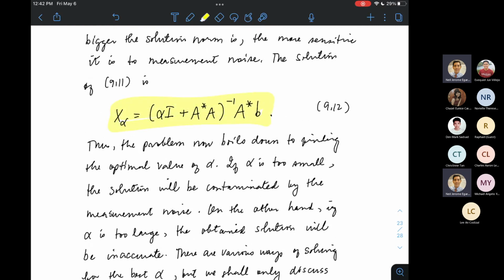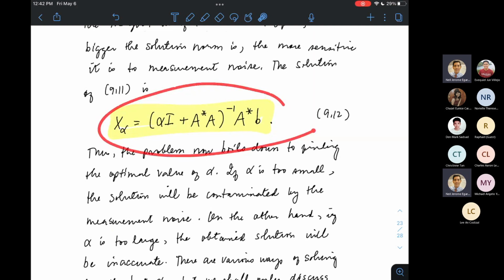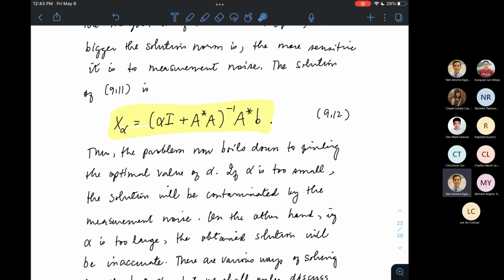So yung minimizer x alpha, itong functional na to, nung residual squared plus a multiple of the solution norm squared, ang solution niya lagi ay ito. Okay? It is alpha times the identity matrix of the right size plus A transpose A. Kukunan ko siya ng inverse times A star B. And halos kamukha ito nung sa least square solution.